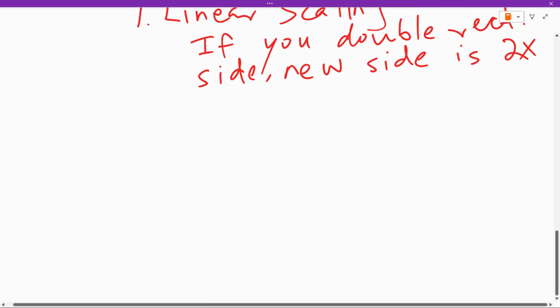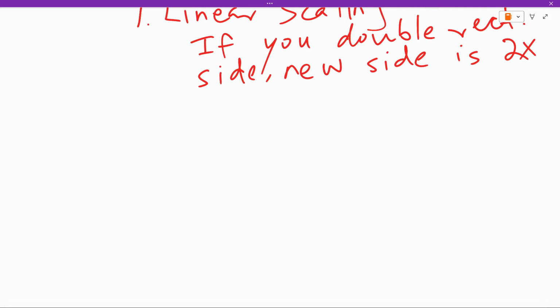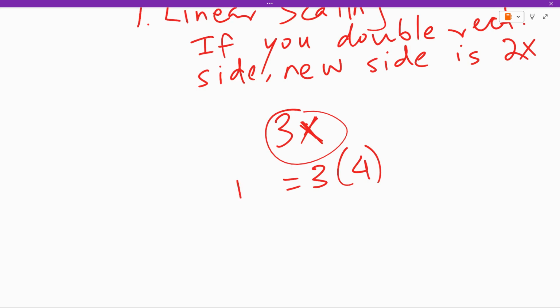What does that mean? If you triple it, the new side is going to be 3 times the original length. That makes sense? So if the side length of a rectangle was 4 and we triple it, the new side is going to be 12.